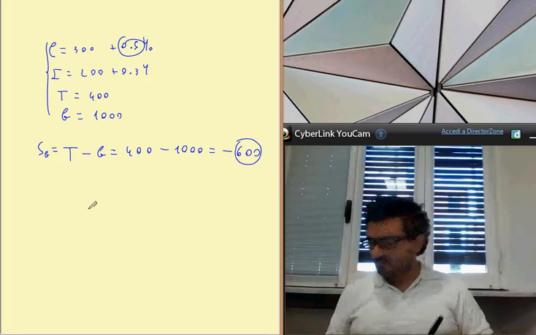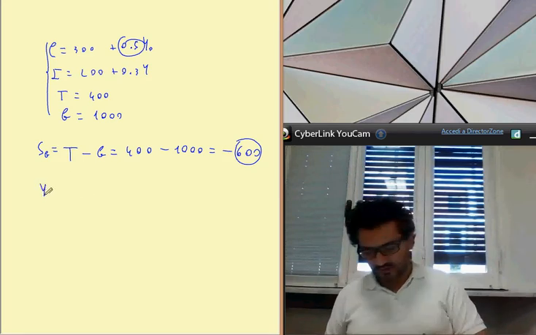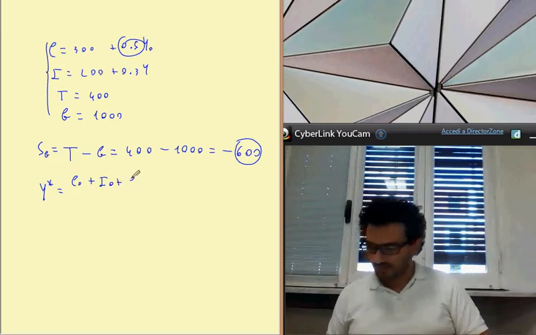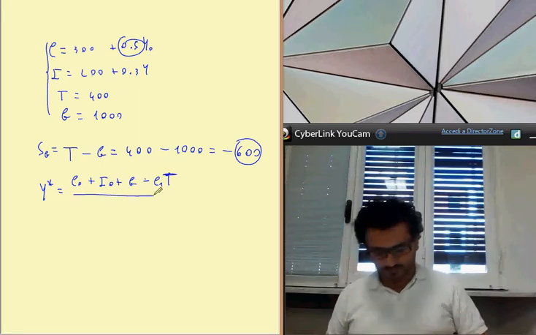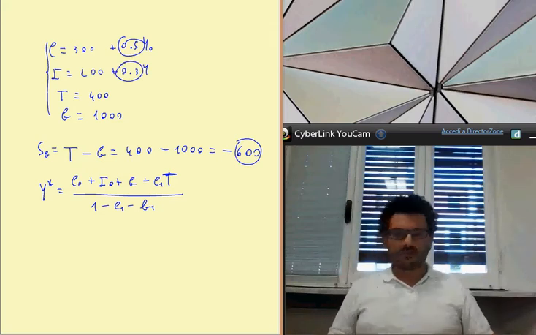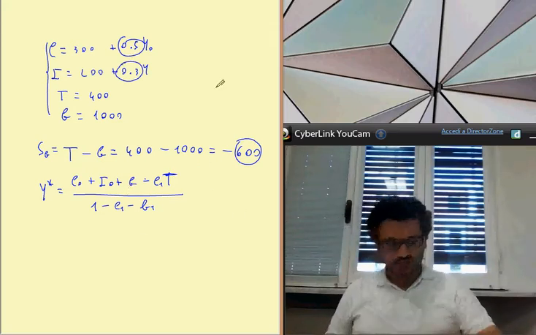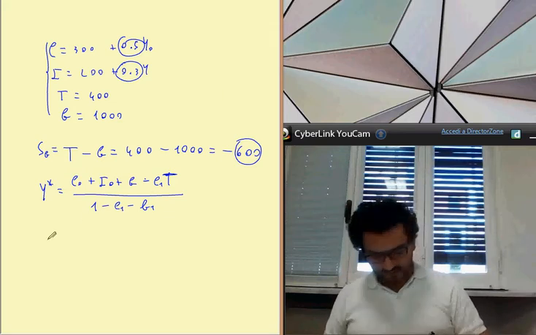The second question is to compute the equilibrium value of income, which can be computed as C0 plus I0 plus government expenditure minus the propensity to consume multiplied by the level of taxes, and we need to divide by 1 minus the propensity to consume minus B1, which is the parameter identifying the sensitivity of investment to income. So we can apply these equations.